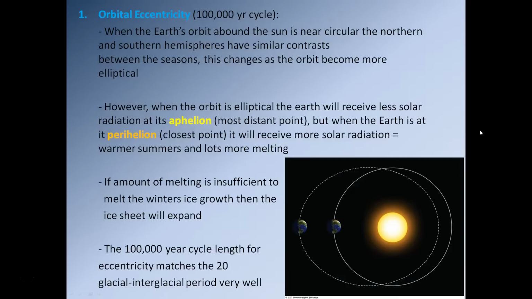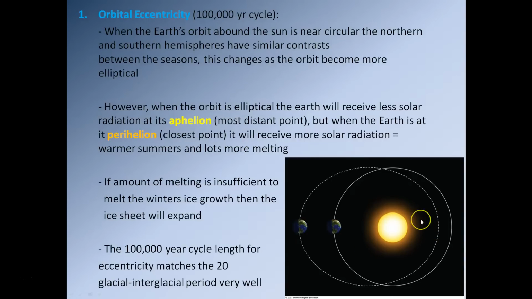However, when the Earth is in a more elliptical orbit, so the elliptical orbit here is marked out by the dashed line, you can see that during the most distant point over here, which is the aphelion, the Earth would receive less solar radiation, so it's further away from the Sun. So temperatures would be lower during this period here. However, as the Earth comes round and it reaches its perihelion, where it's closest to the Sun, it's going to receive a lot more solar radiation than it would if the orbit was circular. So that means higher temperatures and lots of melting.